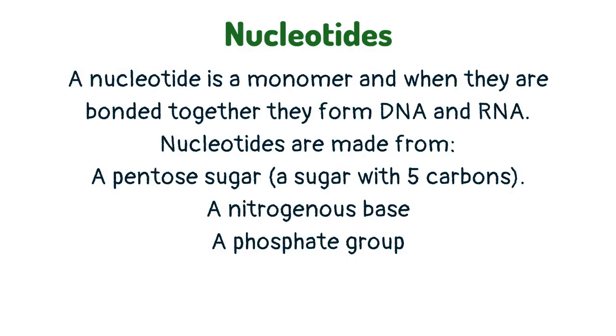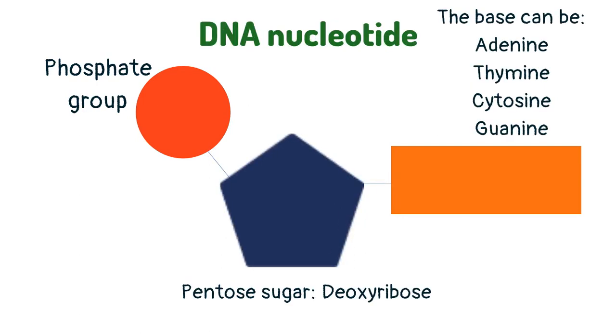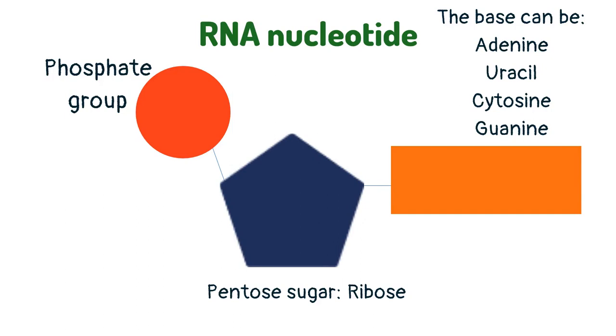A nucleotide is a monomer, and when they are bonded together they form DNA and RNA. Nucleotides are made from a pentose sugar, a sugar with 5 carbons, a nitrogenous base, and a phosphate group. The structure of a nucleotide is shown. In DNA the base can be adenine, thymine, cytosine, guanine, and the sugar is a deoxyribose sugar. In RNA the base can be adenine, uracil, cytosine, guanine, and the sugar is a ribose sugar.